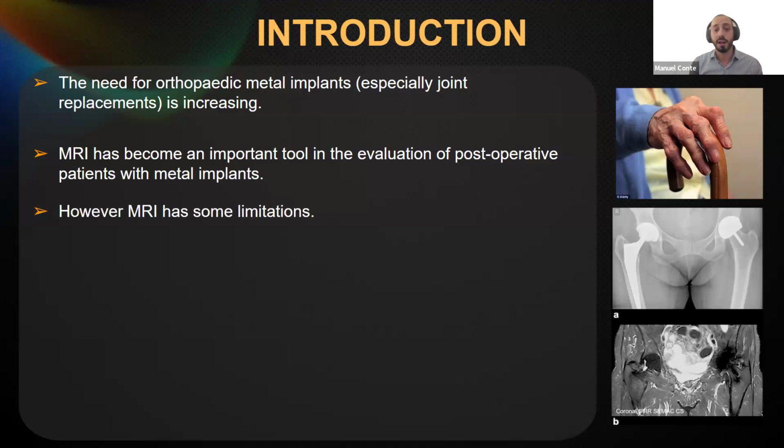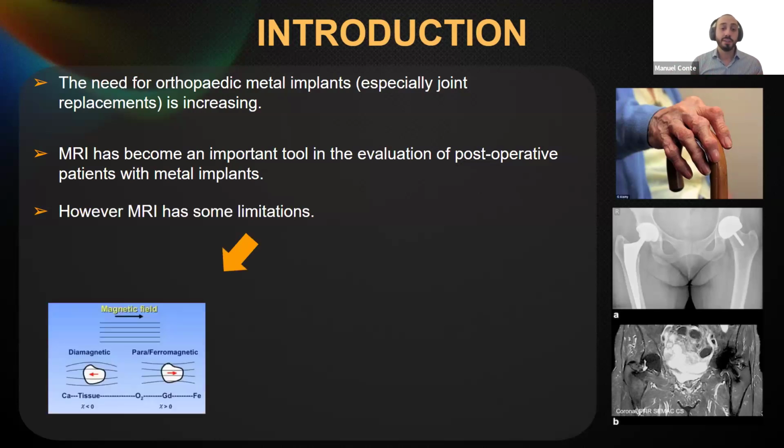However, MRI, as you know, has some limitations. The first limitation is the material of the metal implant. There are three types of material: diamagnetic, paramagnetic, and ferromagnetic. Diamagnetic materials are like our tissue, our skin, water, fat, and they resist the magnetic field. Actually, they generate a little magnetic field opposite to the main magnetic field.